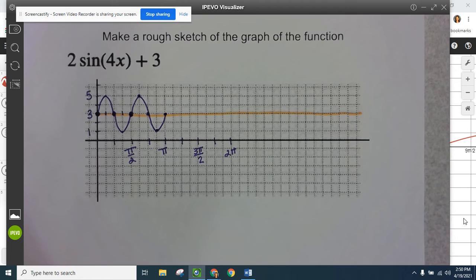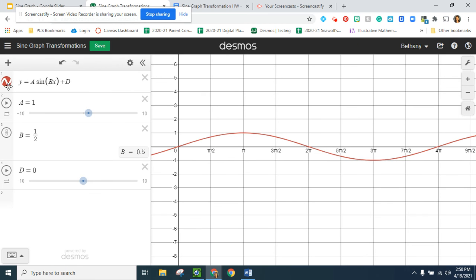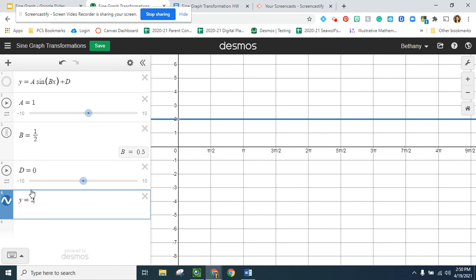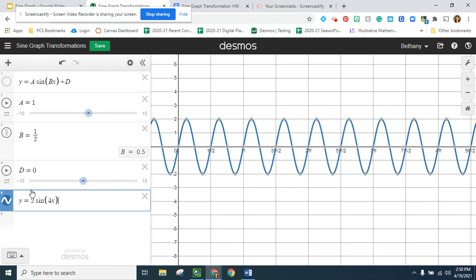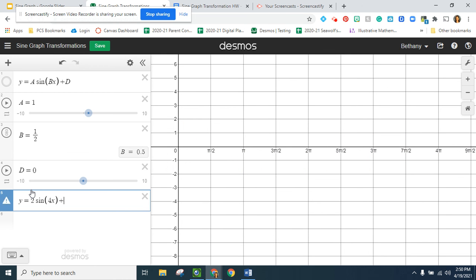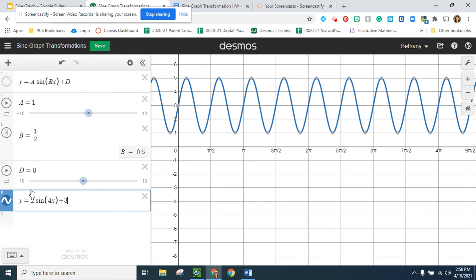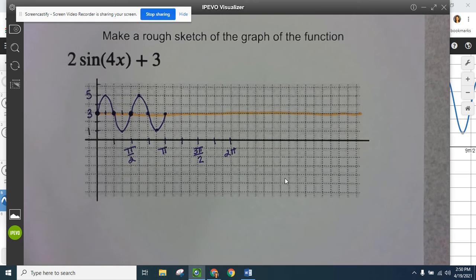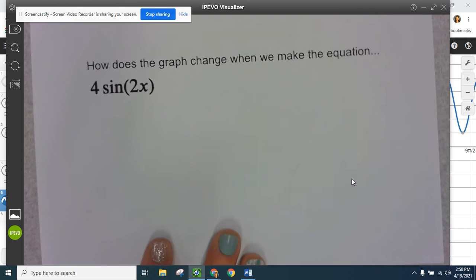And again, you guys have Desmos the whole time. So I'm going to turn this off, and I'm going to put in y equals 2 sine of 4x plus 3, which looks just like the one we just created. I end at pi over 2. Halfway I was at the midline again. Halfway I was at the top. So again, I'm just doing that so you get a general idea of where the graph is coming from. We do not have to do that without a calculator.